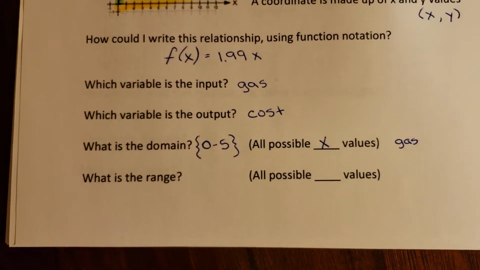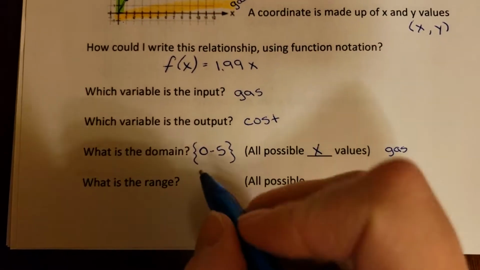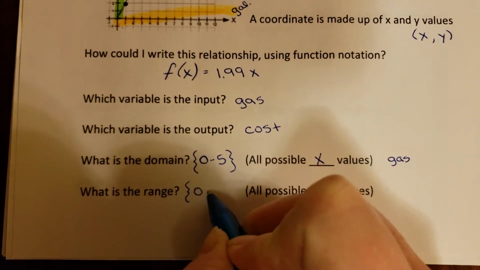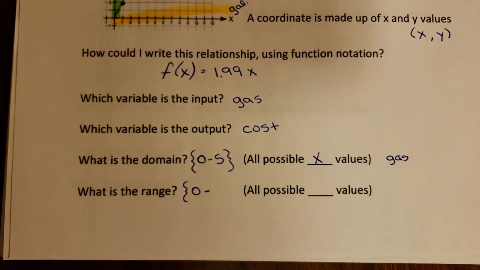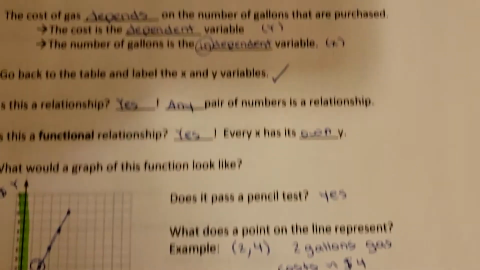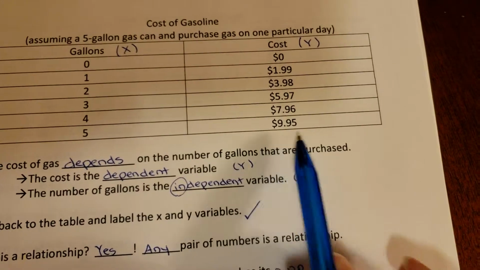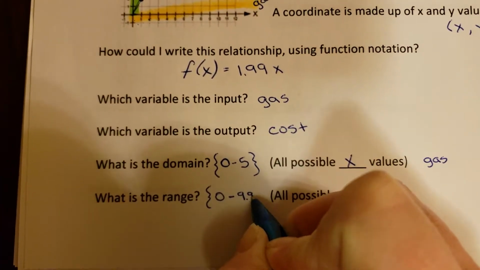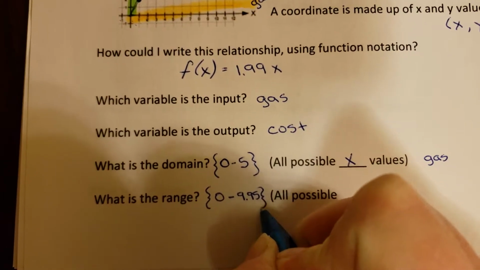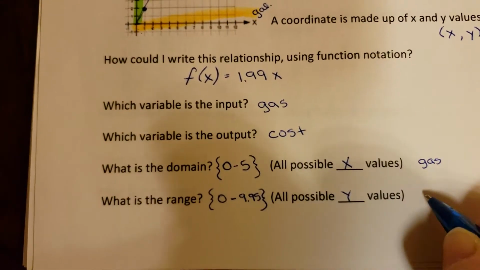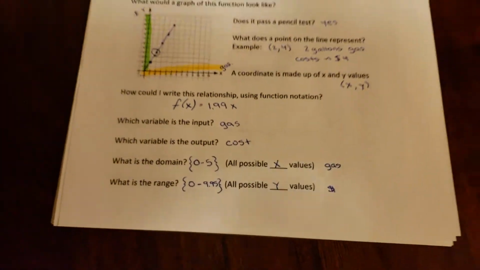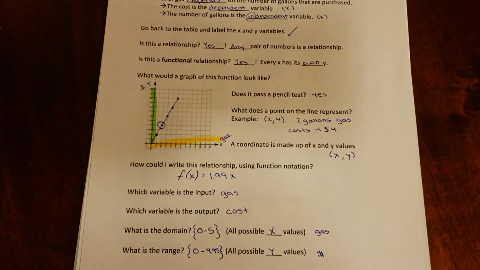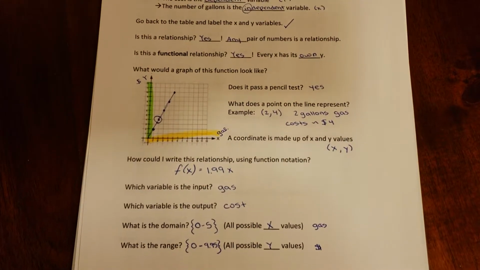And now the range is all of the money. If I buy no gas, that's going to cost no money. If I fill up that little gas bucket, we know that we max out at $9.95. I can spend $9.95 and anything in between. So that's all the Y values, or that's the money. Okay? All right. Take a minute and pause this and fill in anything that you missed.